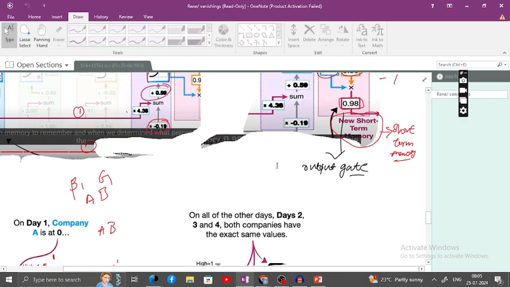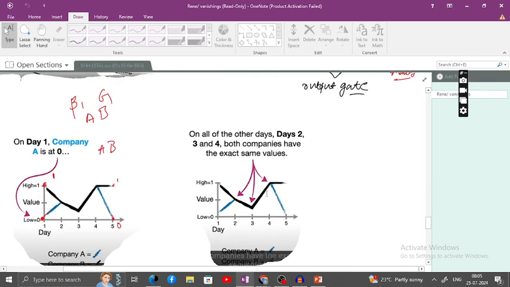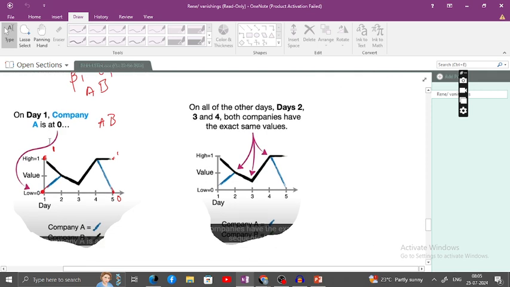So now let us consider one example for our better understanding. Let us say we have company A and company B. Both companies are traded in the stock market. On day one, company A is a blue color company, company B is a green color company. On day one, company A was low, that is 0. Day 2 it was at the middle, day 3 it was somewhere here, and day 4 it was high. Again on day 5 it was 0, low, right?